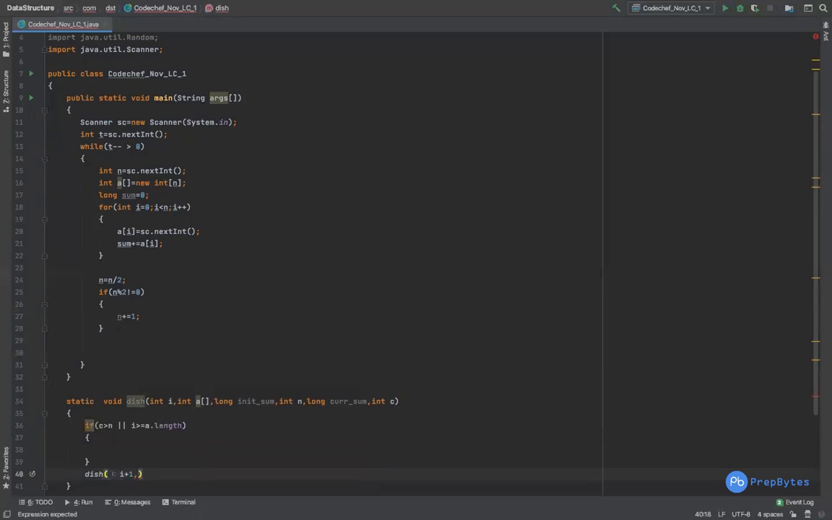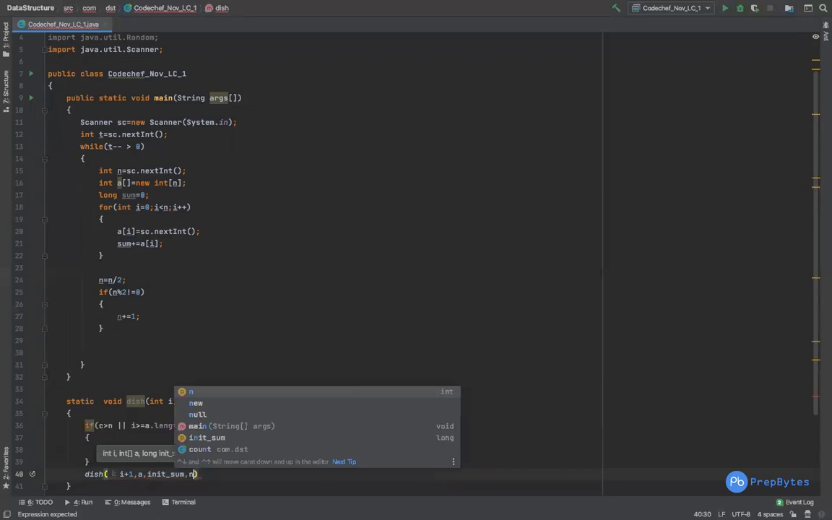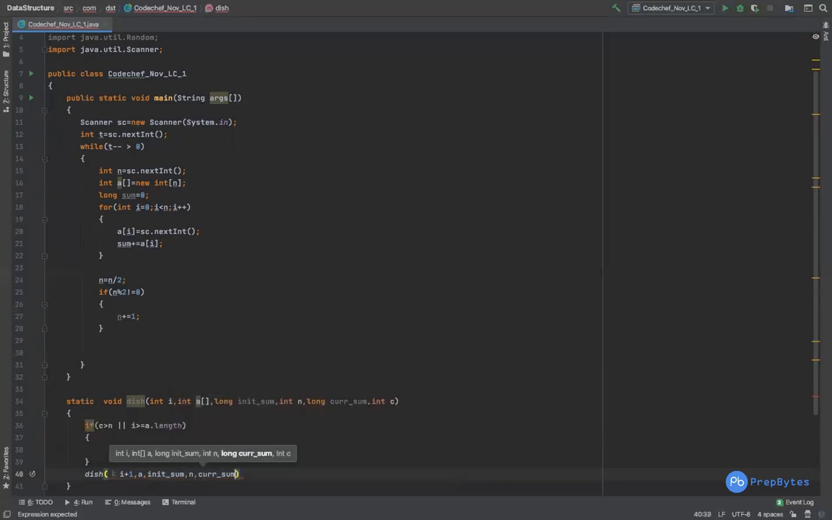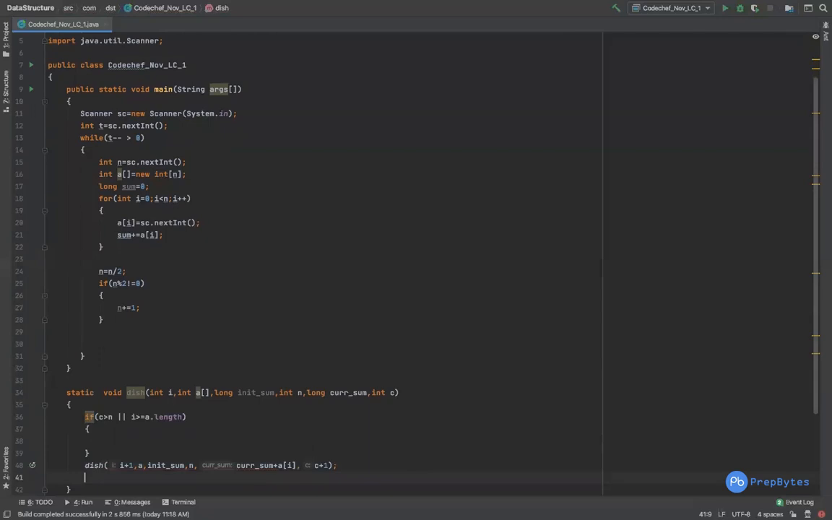I'm incrementing this i, so that for the next recursive function I will check for the next index. Then I'm passing this array, then this initial sum, and in the current sum I'm adding the current element. When I add the current element, I'm including it, increasing this count. Now again, I will call this function.